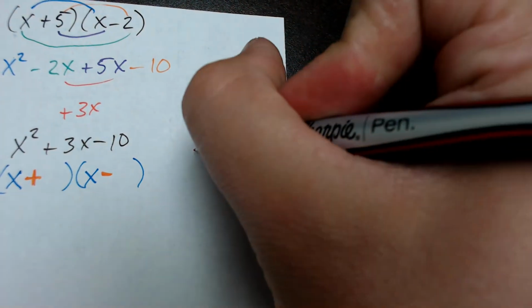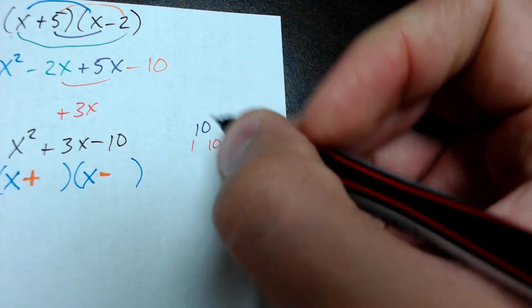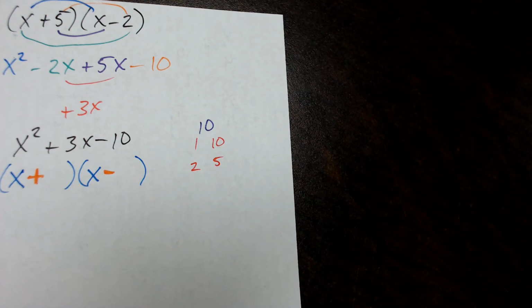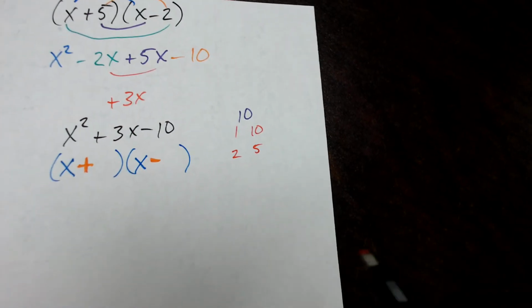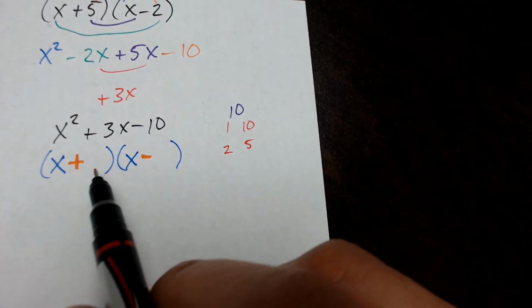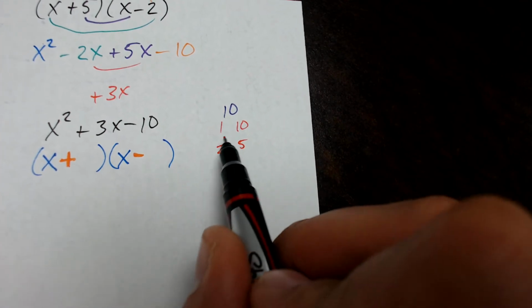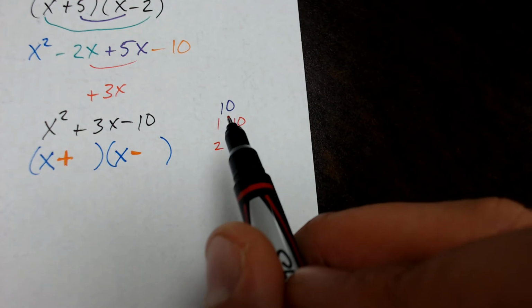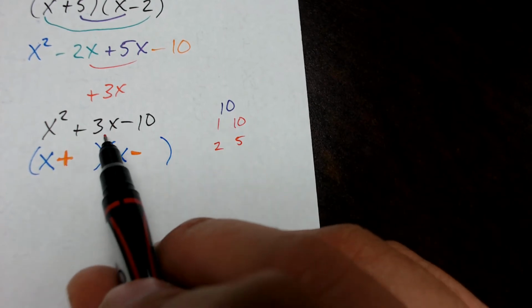So possible factors would be 1 and 10, 2 and 5. And you know what? That's it. That's all I've got for 10. 1 and 10, 2 and 5. So what I know is these two numbers have to be a combination of 1 and 10 or 2 and 5. Now, the way I figure out which numbers they are is I look at this middle term, right?